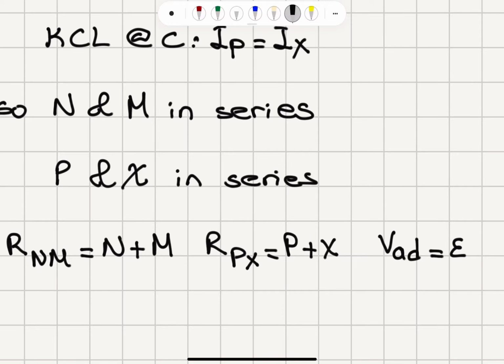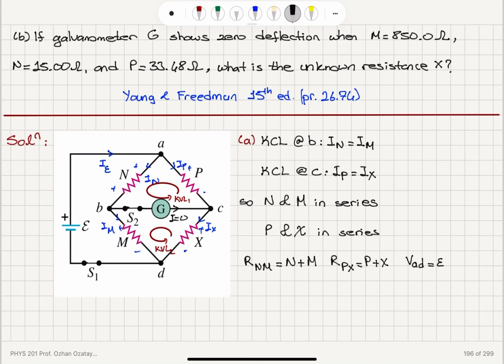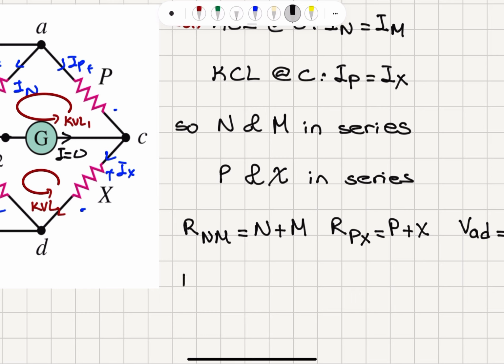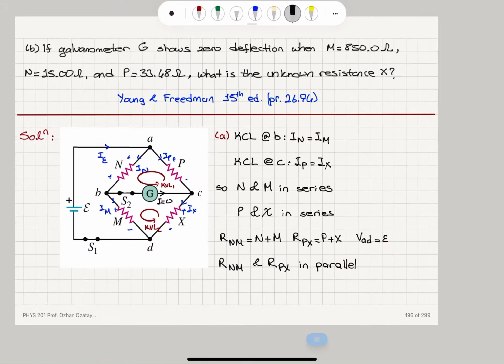Okay, and when I have these two equivalent resistors replacing N and M and P and X, I see the same voltage appears across them, so they are connected in parallel. So I can see that the equivalent resistances R_NM and R_PX are connected in parallel. The same voltage epsilon appears across them.